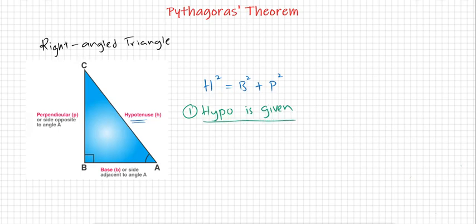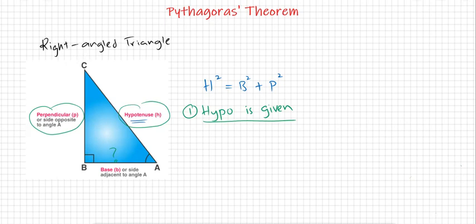You have been given the value of the hypotenuse, and the value of one of the other sides is also given. For example, perpendicular is given. So the two things given are hypotenuse and perpendicular, and you have to find out the base. So this is condition number one, when the hypotenuse is given along with one other side.